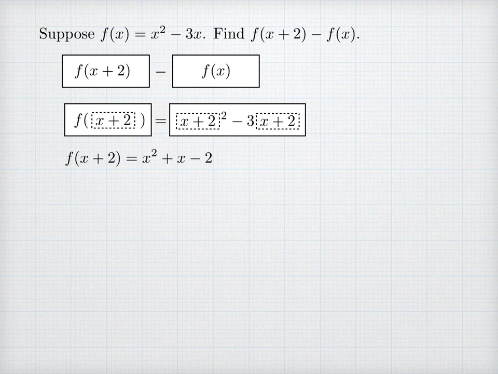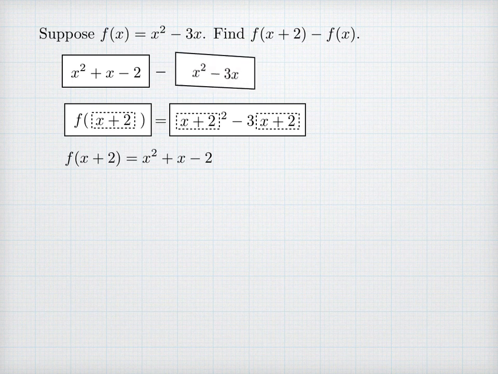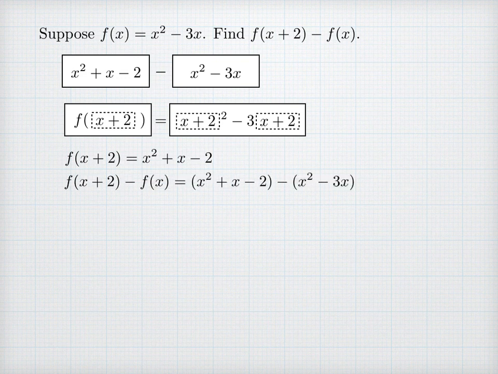The card that I have with f of x plus 2, the back of it in simplified form is x squared plus x minus 2. So I can imagine making that swap. The f of x is defined at the top, so f of x is replaced by its quantity, x squared minus 3x. Now how would I write that on paper? I'd write an equation: f of x plus 2 minus f of x is equal to the quantity x squared plus x minus 2, that's where the f of x plus 2 was, minus the quantity x squared minus 3x. That's where f of x came from.